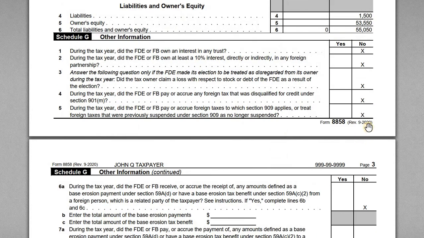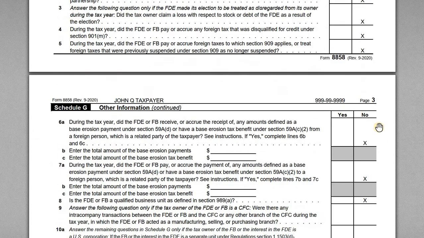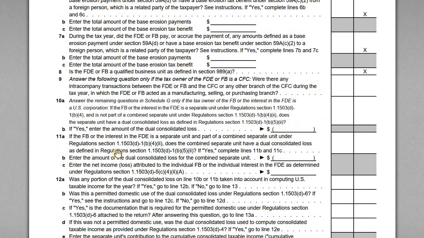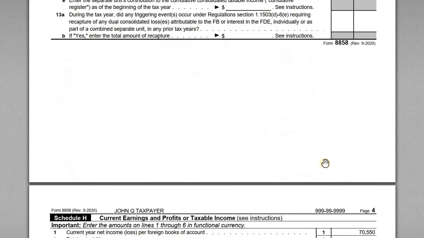So in John's case, 1 through 5 are all no. And then Schedule G continued on page 3 here, some additional questions that are no. And then when you get down to question 10A, right, so answer the remaining questions in G only if the tax owner is a U.S. corp, right? So if this was being filed with 1120, you would have to complete these additional questions, but in this case, John's an individual, so he doesn't have to complete the remainder of this section.